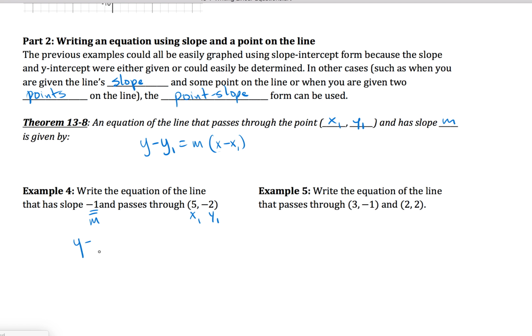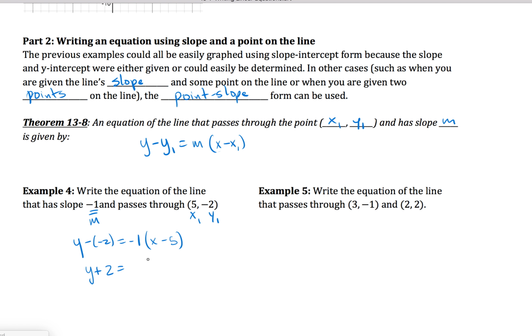y minus y1, which is negative 2, equals m, which is negative 1, times x minus x1. Now we want to clean this up just a little bit, because we have subtracting a negative here, and we know we can write that as y plus 2 instead of minus negative 2. And this negative 1 out in front of the parentheses doesn't actually need to be here. We can go ahead and distribute this in.